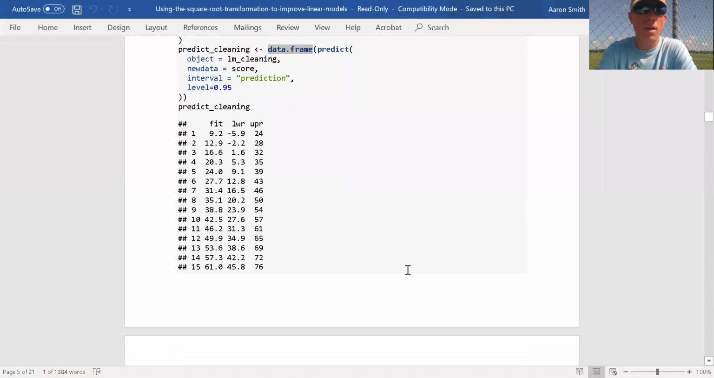All right, so here I can get the fit. Here is the lower bound on that prediction interval and the upper. Now, when I look here, I get negative values, and I know negative values don't make sense. So in reality, when I look at it, I would go 0, 0, 0.